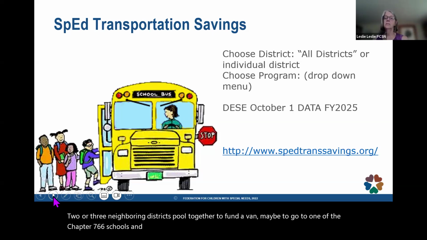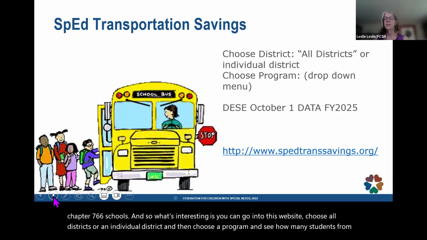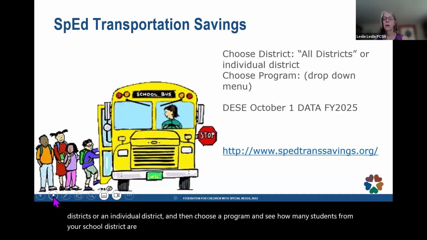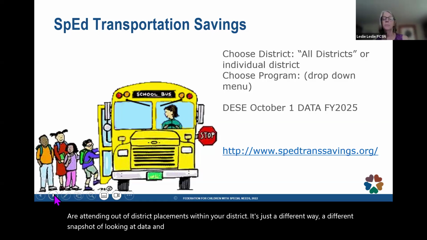What's interesting is you can go into this website, choose all districts or an individual district, and then choose a program and see how many students from your school district are attending one of these programs. So it gives you a better sense of where some of the students are attending out-of-district placements within your district. It's just a different snapshot of looking at data and information about placements in your district.